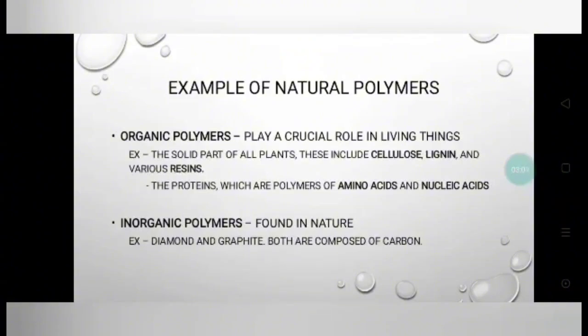So when we say natural polymers, the examples are not only found in humans or living things, but can also be found in minerals such as diamond and graphite. So when we say natural polymers, they are found not only in living things but also in nature, such as minerals. So that is the example of natural polymers.